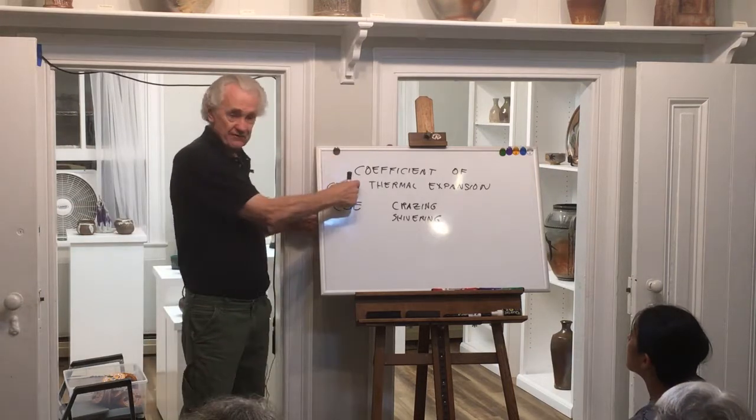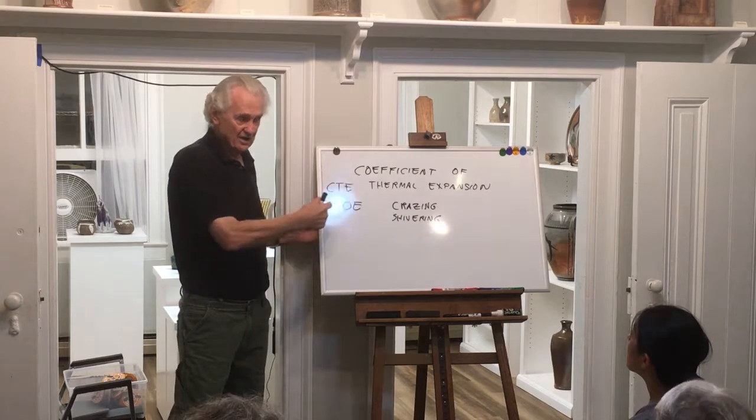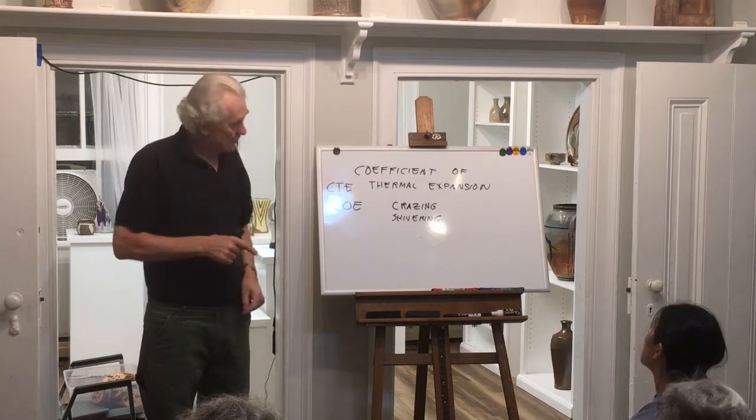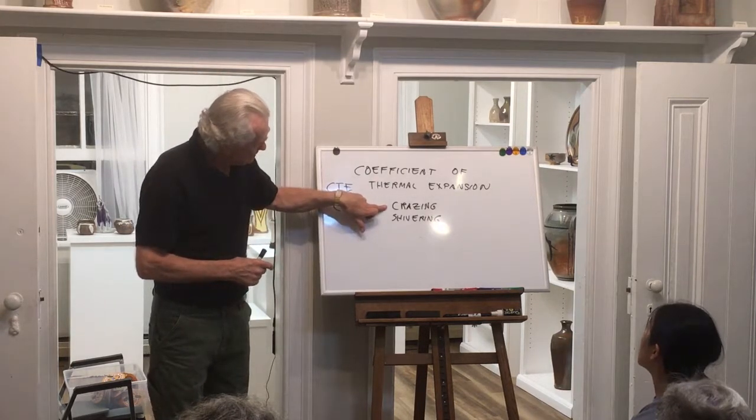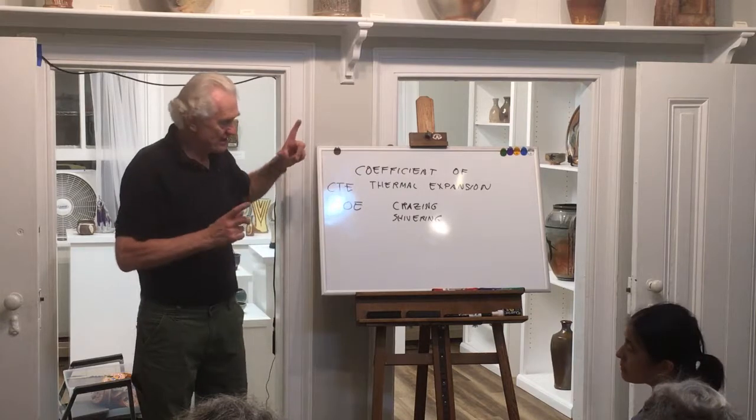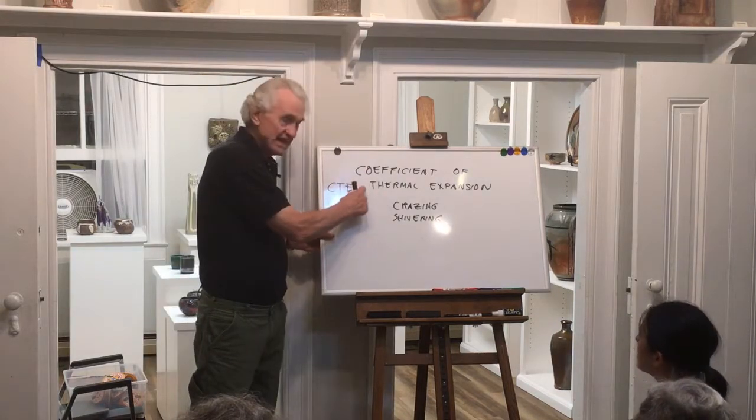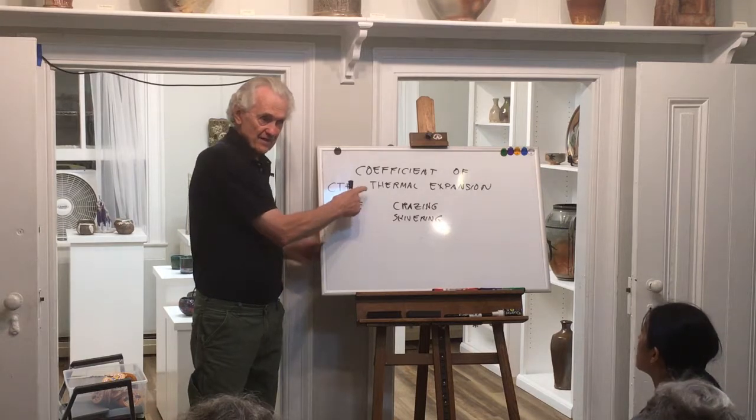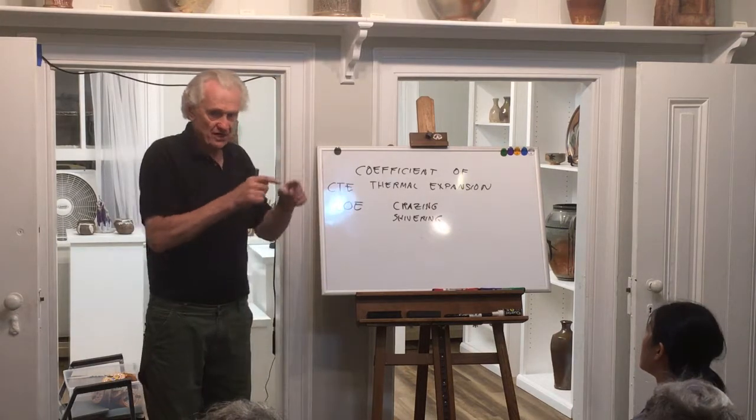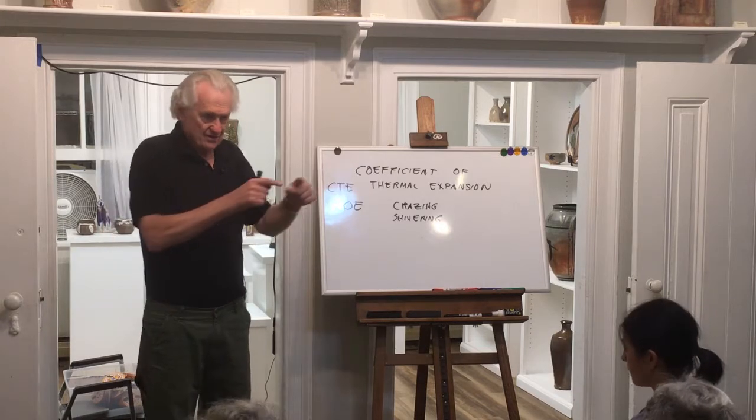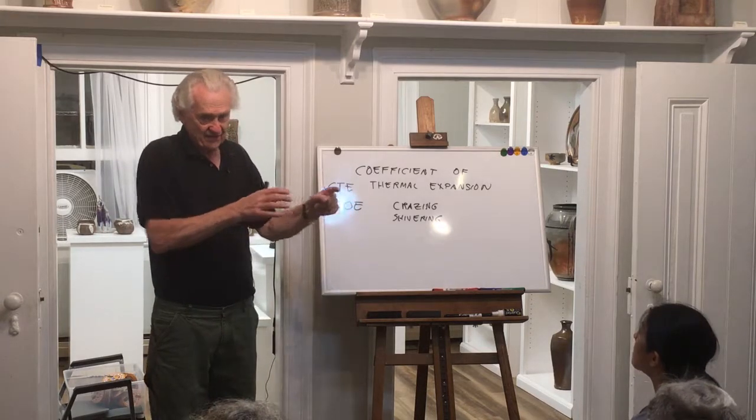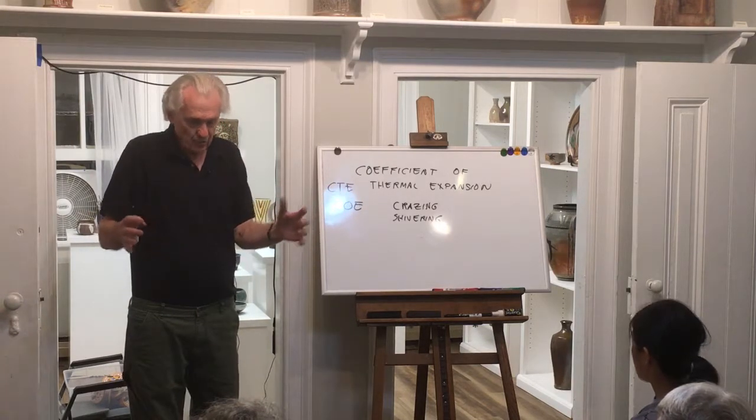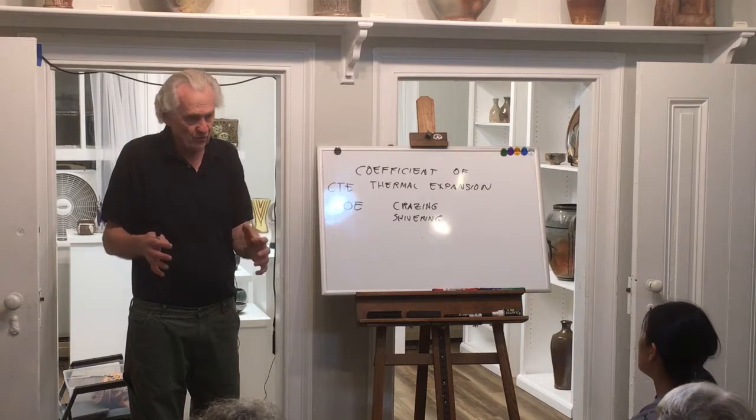Because they each have a different coefficient of thermal expansion, a different number that characterizes how much they shrink when they cool, right? So crazing is because the coefficient of thermal expansion of the glass is higher than the clay. That means the glaze wants to shrink more when it cools than the clay does, and if it happens in excess, then you get crazing, because the glaze wants to contract when it cools, and if it's a lot more, it'll crack.